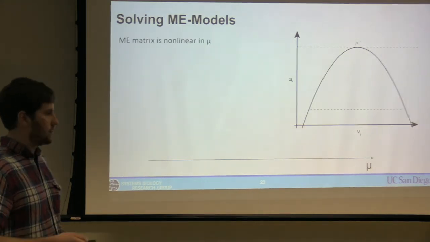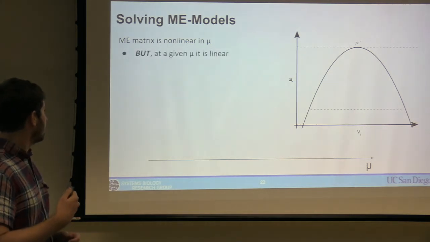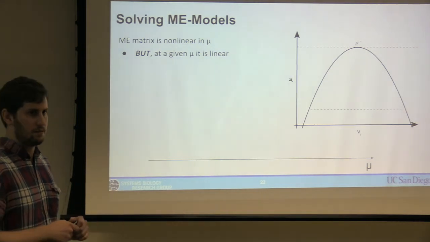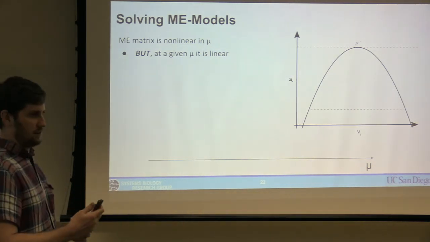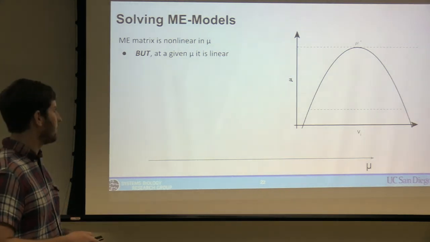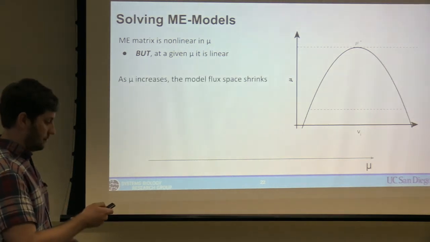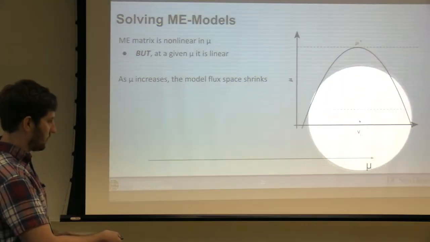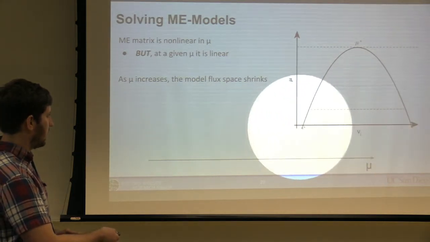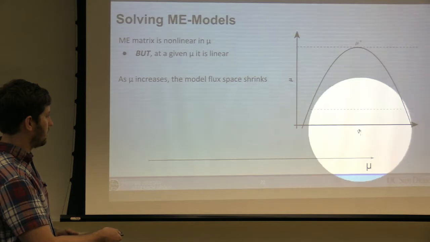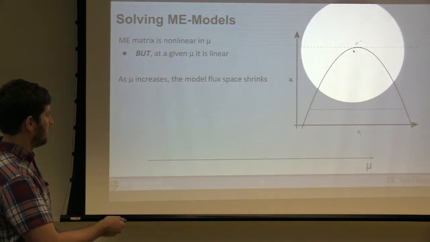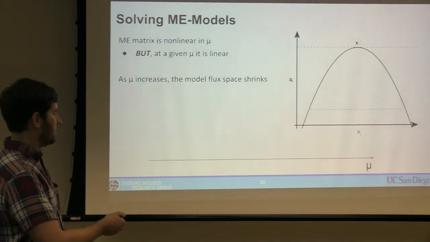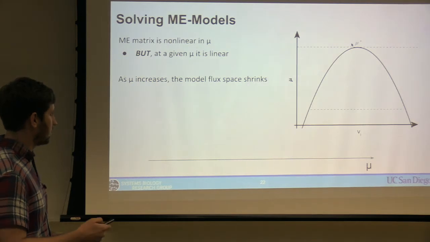So like I said, the ME model is nonlinear in mu, but it is linear at a given mu. If you plug a mu value into all those coupling coefficients throughout the entire network, the ME model is linear as a result of substituting that value. Also, as mu increases, the solution space shrinks, which is shown here. If you run FVA on a given reaction, vi, at a small growth rate, it's going to have a wide range. But as you increase the growth rate to the maximum value, this range is going to shrink to effectively 0 if it's solved with the right tolerances and everything.